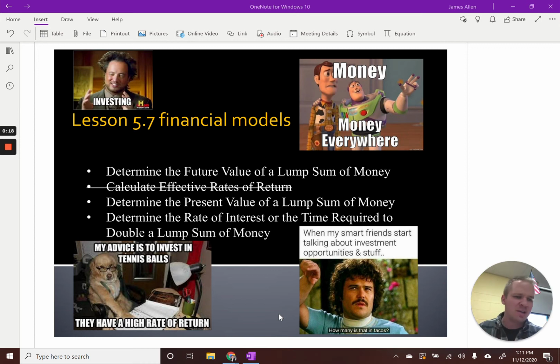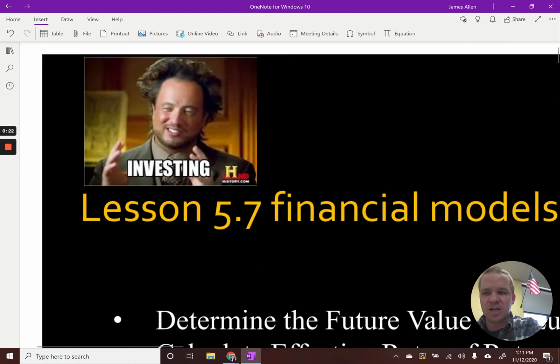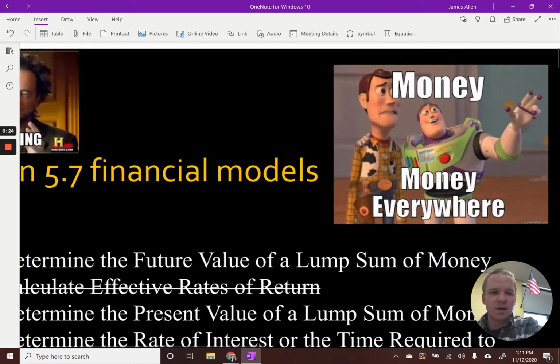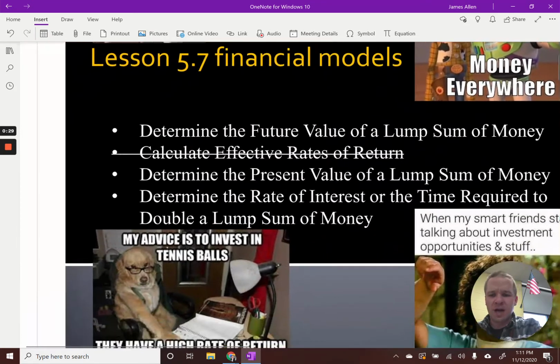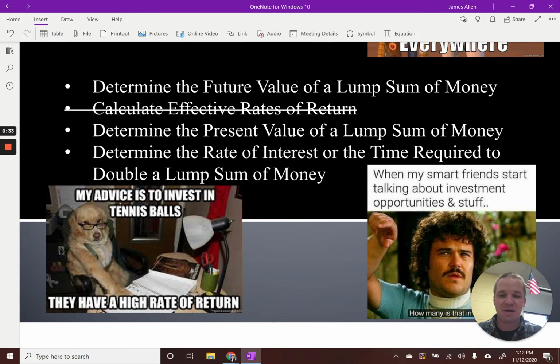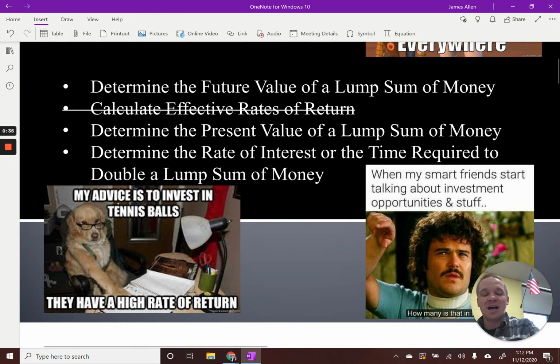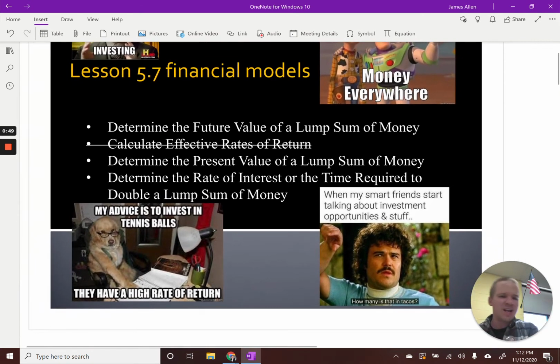All right, so I had to find some, of course, some money memes. We've got investing, the dude from the History Channel that's always talking about aliens. A classic, Toy Story, wonderful. We've got a dog as well. My advice is to invest in tennis balls. They have a high rate of return. And then I love me some Jack Black from Nacho Libre when my friends start talking about investment opportunities and stuff. And, of course, I love tacos. How many is that in tacos? Fantastic stuff.